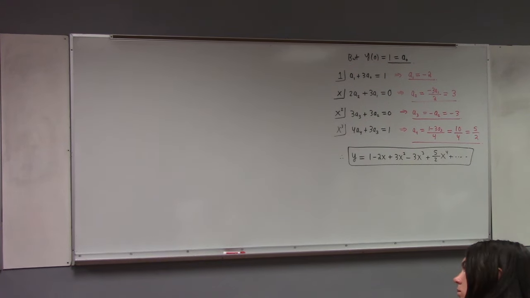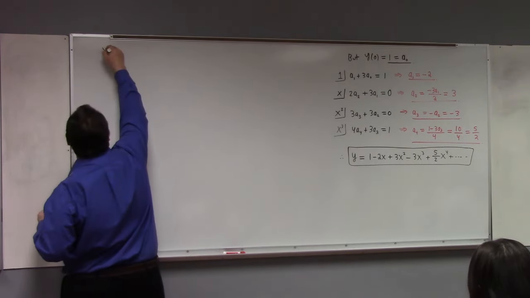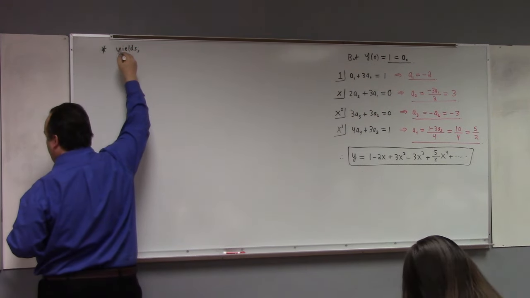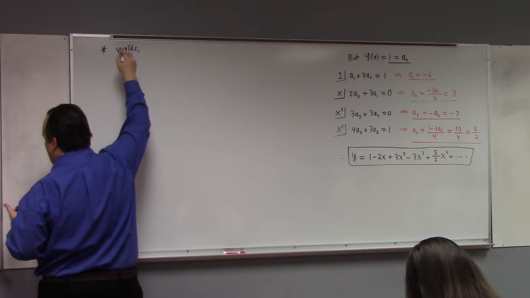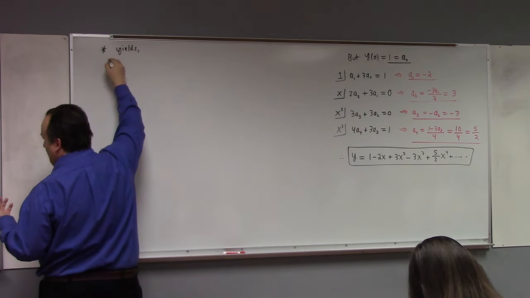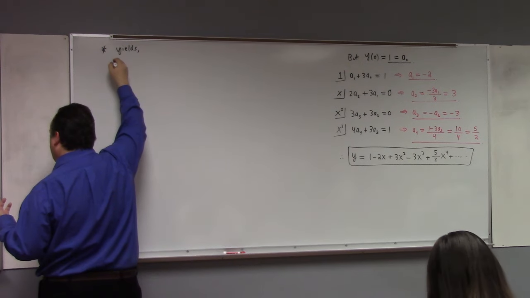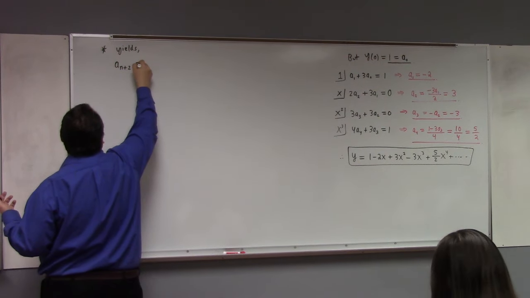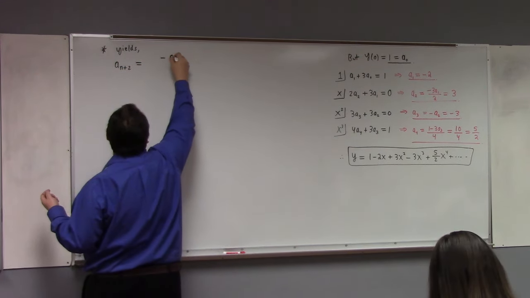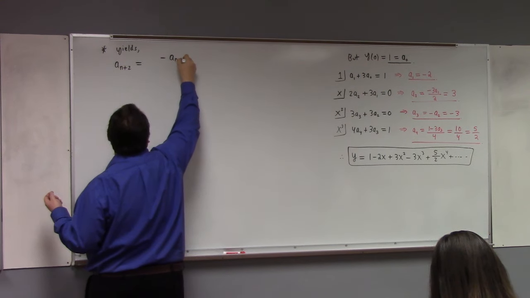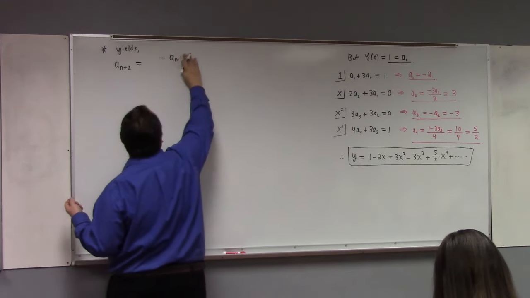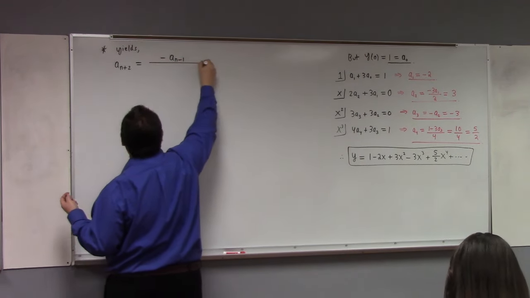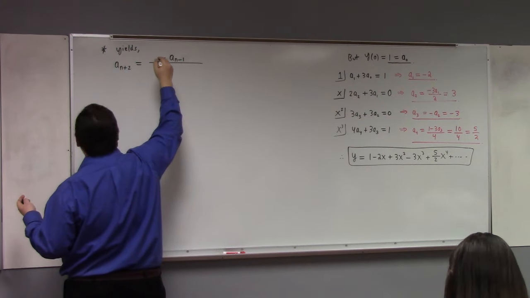I'm going to reformulate star yields. I'm going to change to n. I just like n more. So we've got a sub n plus 2 equals minus a sub n plus 1. Oh, n minus 1, right? Divided by n plus 1, n plus 2.